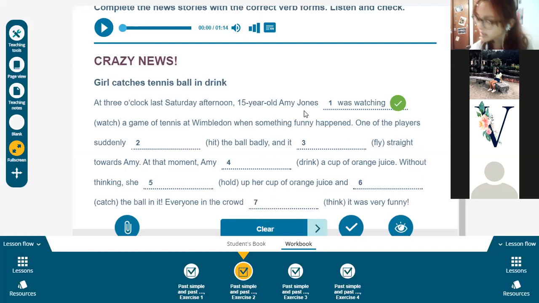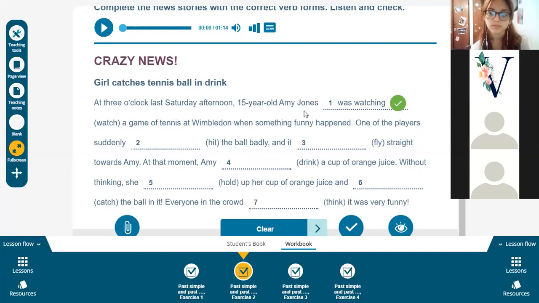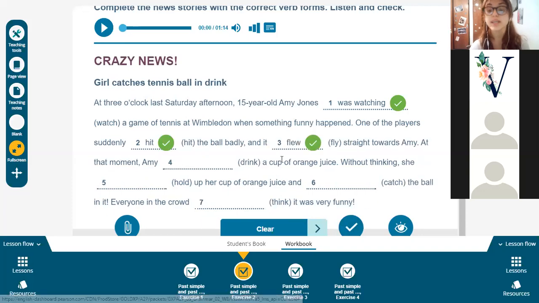Let's see, Sophie. Okay. One of the players suddenly hit the ball badly and it flew straight towards Amy. Good. Here we have a sequence of actions, right? So the previous one is setting the scene for the story. So she was watching and something happened. And now we, as readers, expect to know what happened. And we have the sequence. One player hit the ball and it flew straight towards Amy. Let's see what happened next.